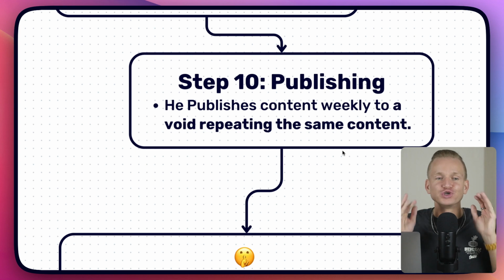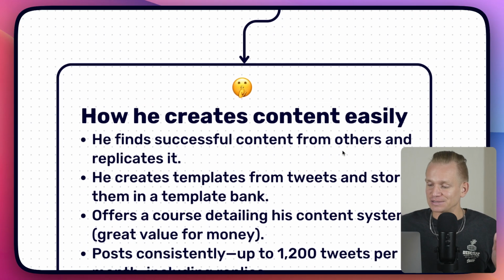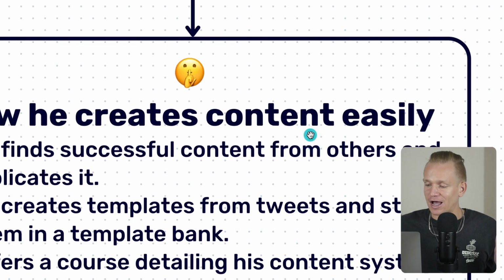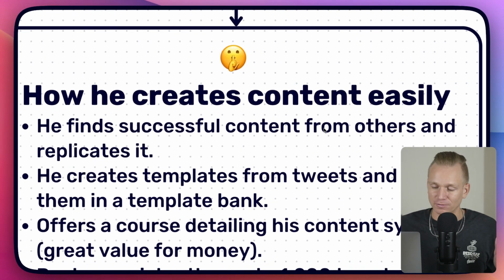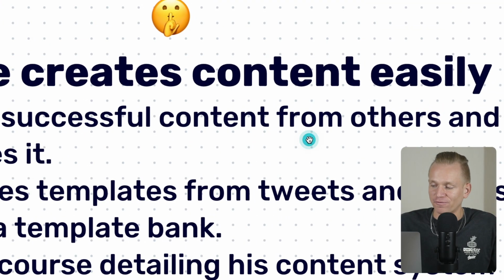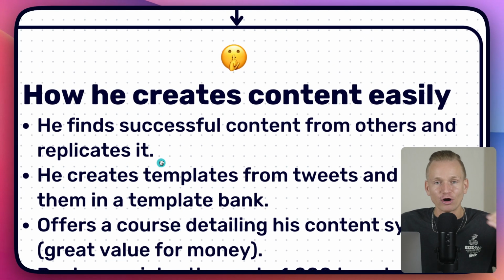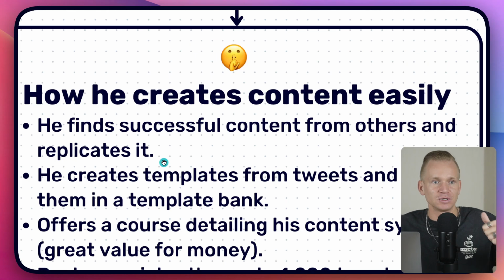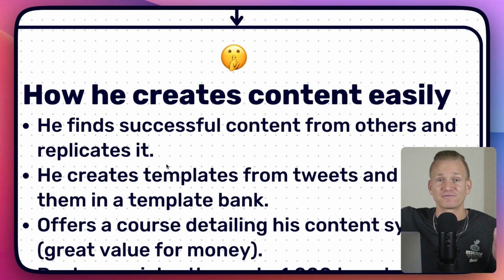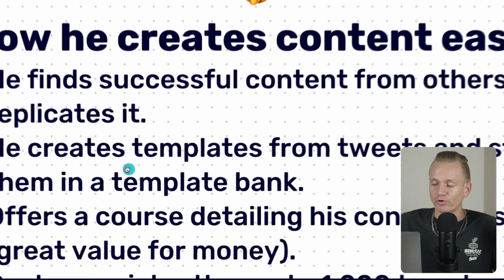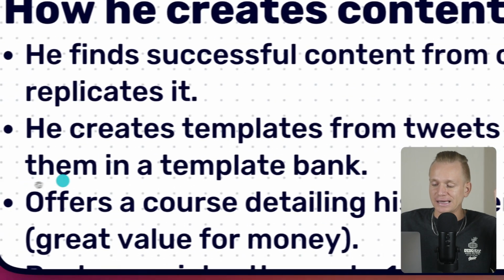Now there's one more super important thing that makes his content really perform so well. This is basically his content secret, how he creates it so easily and why it performs so well. He finds successful content from other people and basically he just replicates it. It's honestly as simple as that. There are certain tools that you can use, especially if you're doing something like Twitter, but there are also tools for LinkedIn and TikTok and all of these different platforms, to find the best performing content on specific accounts. But what he does, once he finds this content, is he creates templates from tweets and stores them in a template bank.